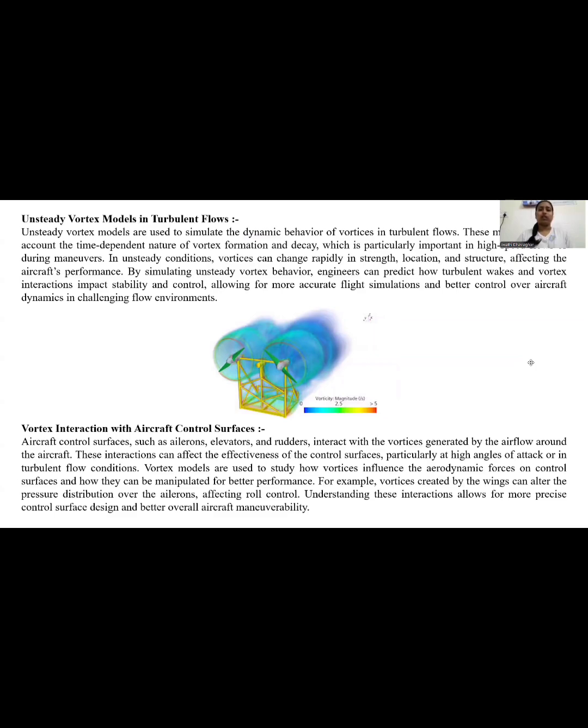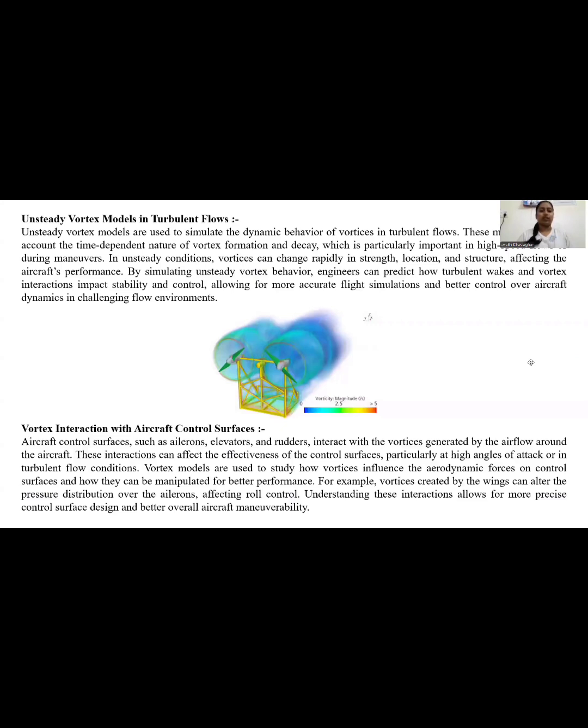Vortices can change rapidly in strength, location, and structure, affecting aircraft performance. By simulating unsteady vortex behavior, engineers can predict how turbulent wake and vortex interaction impact stability and control, allowing for more accurate flight simulation and better control over aircraft dynamics in challenging flow environments.